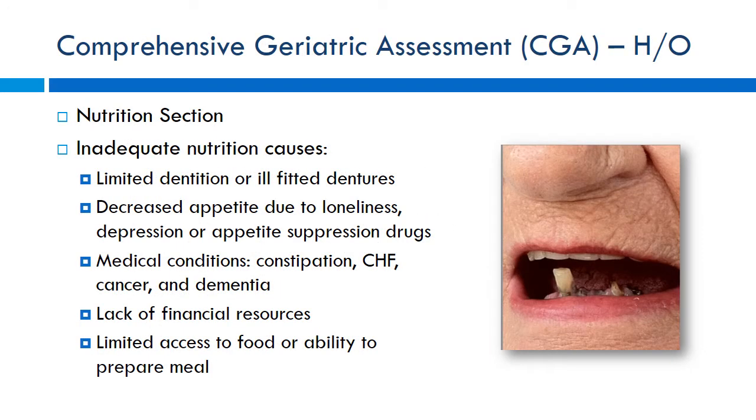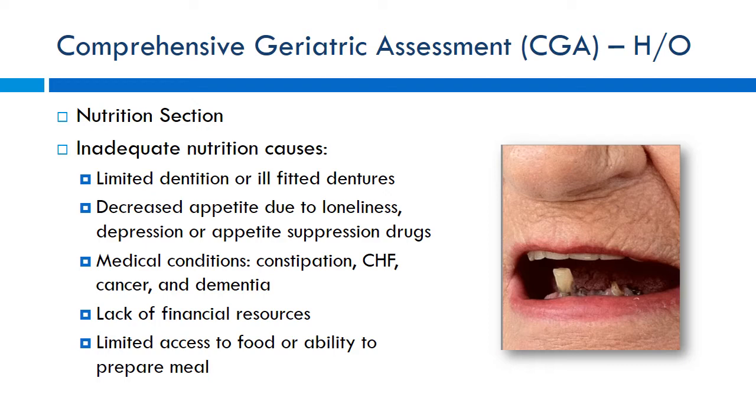So looking at nutrition, this can be very important, especially in regards to pharmacology and some of the medications they may be on. You'll see that there's a number of reasons for these patients to have inadequate nutrition. It could be issues with, say, limited dentition, or they have ill-fitting dentures. They may have decreased appetite. Some of it could be related back to the medications that they're taking that could suppress appetite. Could be due to untreated depression, loneliness associated with, say, loss of loved ones or different things like that.